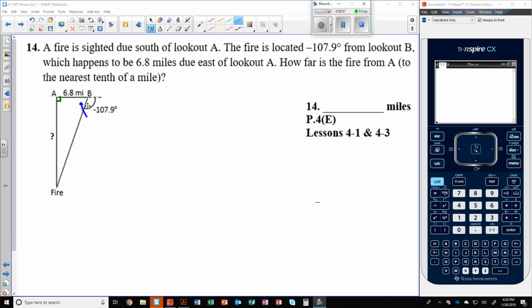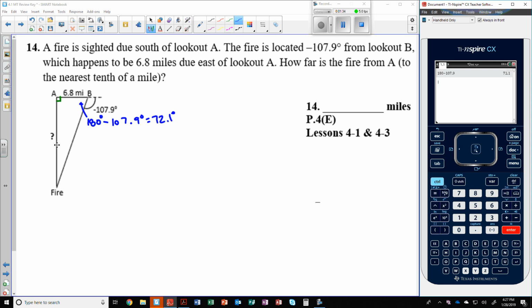Well, since this is 107.9, this angle would be 180, because every straight line adds up to 180, minus 107.9. Again, the negative just means we're going downward in direction, but that's really not very critical to this problem. So I take 180 and subtract the 107.9, and we find out that this is 72.1 degrees. That is the angle right there. So now that I know that's 72.1 degrees, I could solve for this piece.